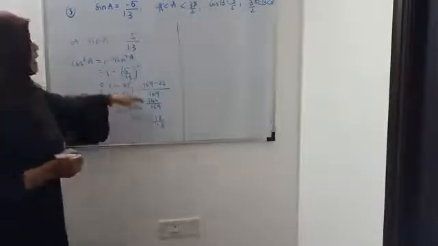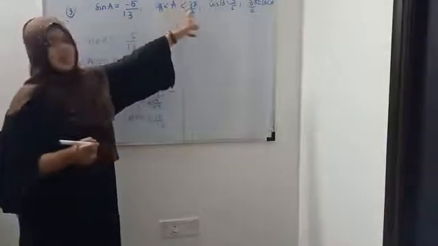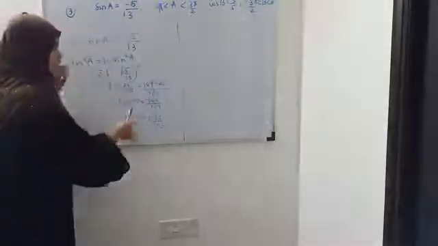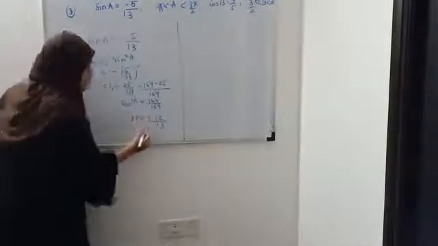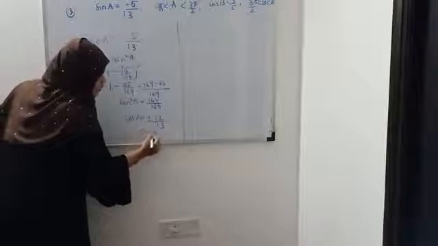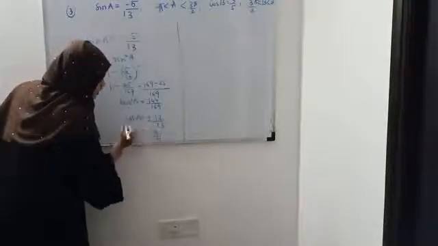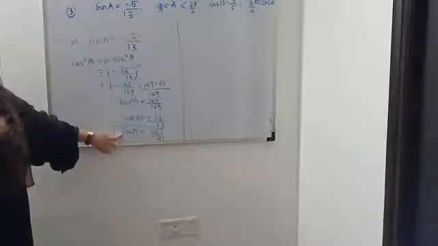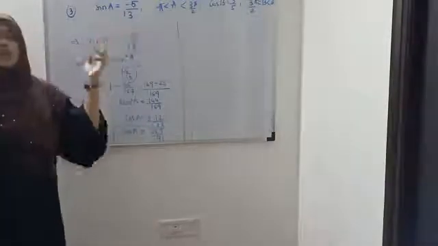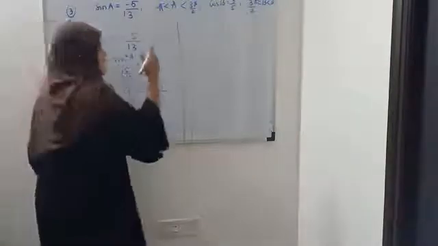But since A is in which quadrant? It is in the third quadrant, and in the third quadrant, the value of cos is always negative. So it is minus 12 upon 13. This is your cos A. So you have sin A, cos A. Similarly, we will find out the value of sin B and cos B.